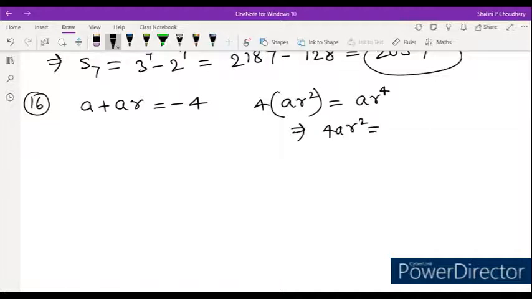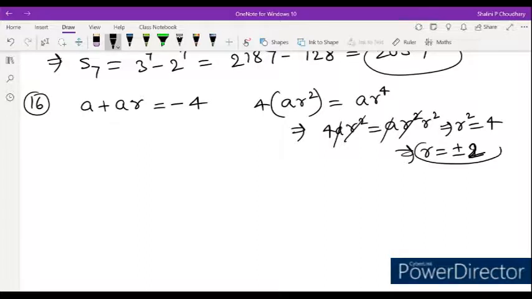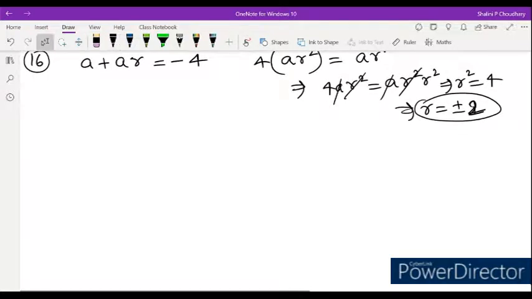AR square is equal to AR to the power 4, so we can write R square into R square will be equal to R to the power 4. So A cancels, R square cancels. It means R square will be equal to 4. So R can be equal to plus minus 2. Okay, we got 2 values of R. Now what we have to do, we have to check for both values.